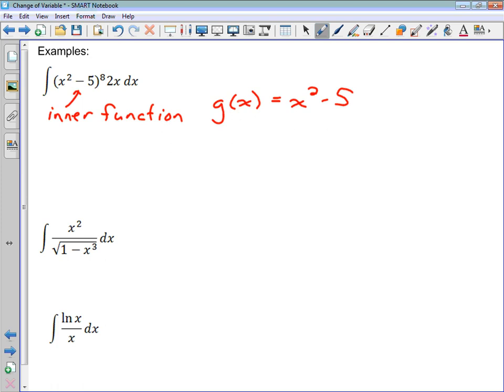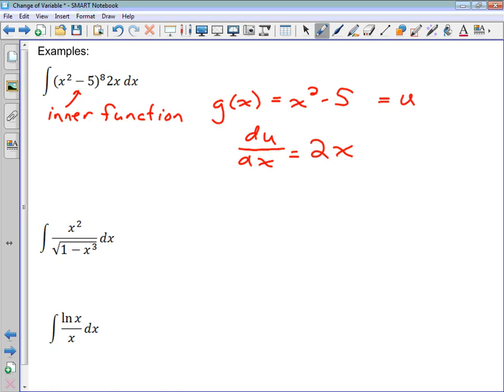This is the thing we're going to define as being our u. So this is our change of variables here. This thing, x squared minus 5, is going to be equal to our new variable u. So what happens if we take the derivative of u with respect to x? If we take the derivative of x squared minus 5, we get 2x.